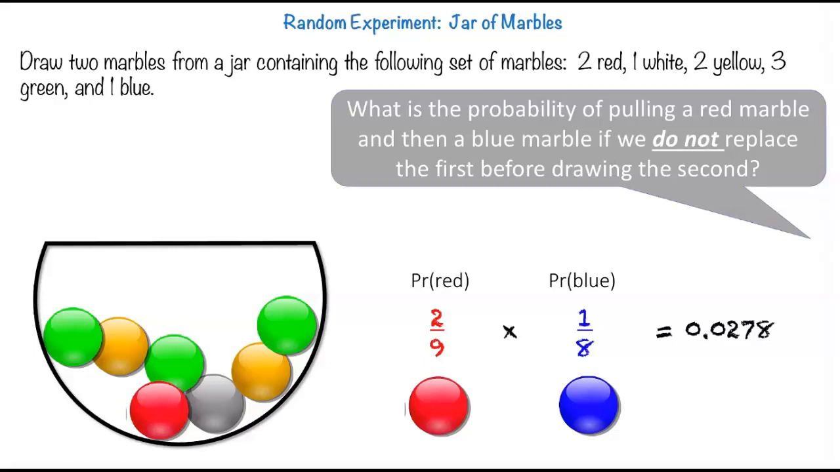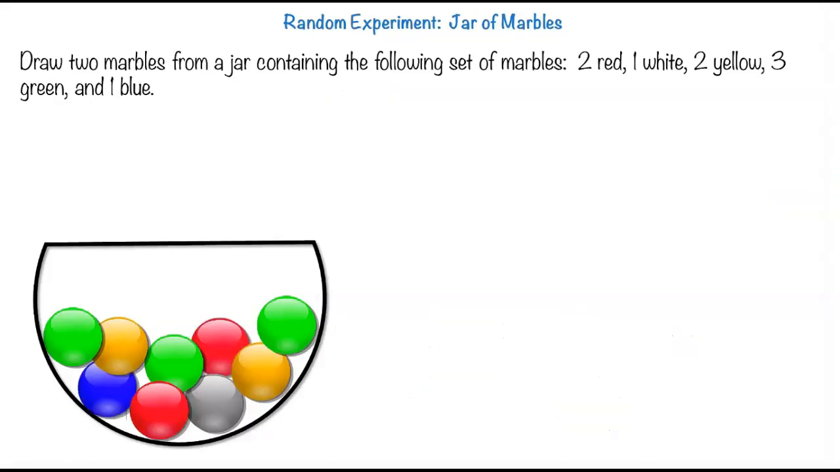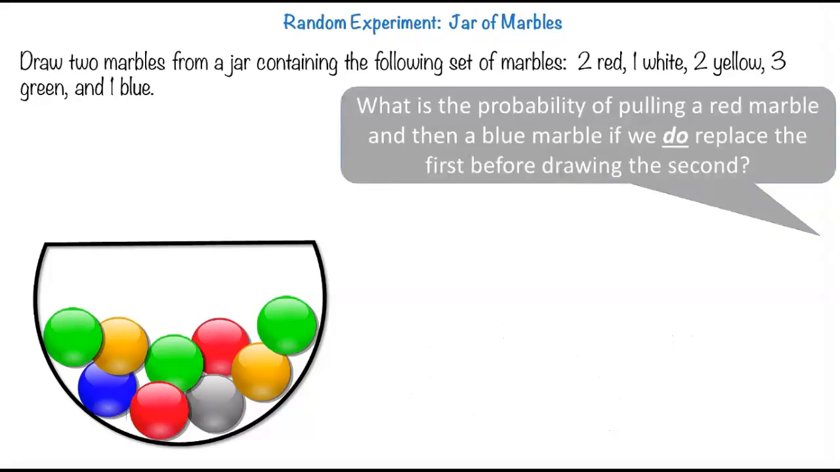Now let's look at this situation a little differently. This time, let's find the probability of pulling a red marble and then a blue marble if we do replace the first marble before drawing the second.